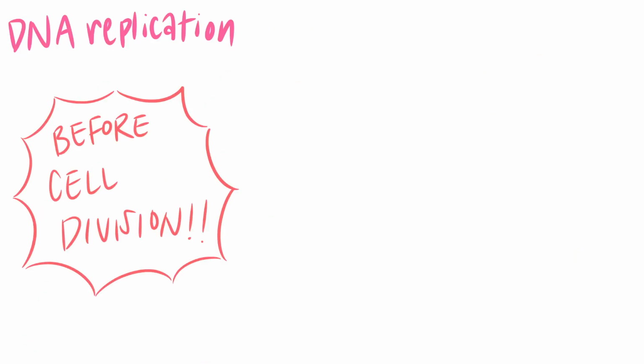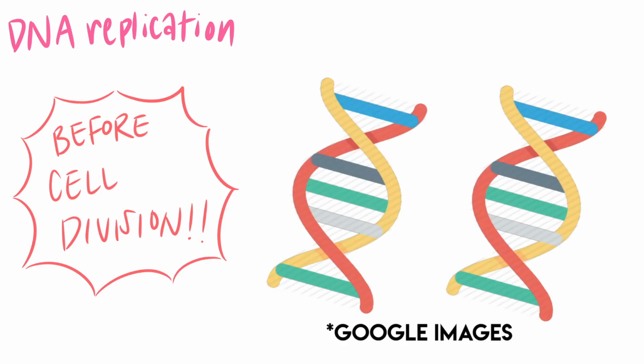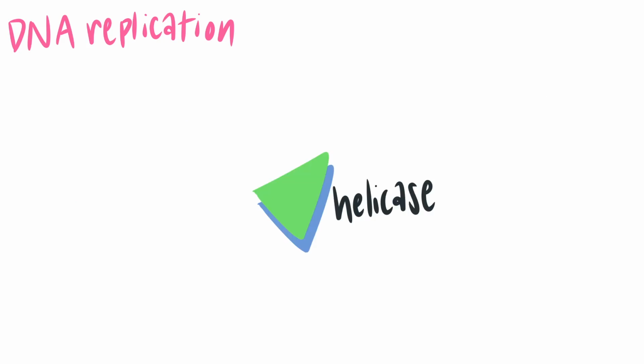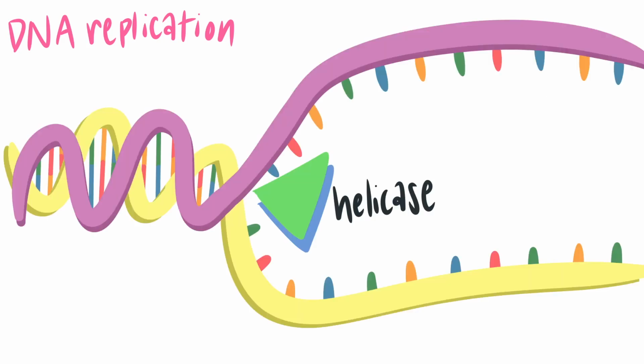Okay, now on to DNA replication. So, before cell division, DNA makes a copy of itself, and that process is DNA replication. First, this enzyme helicase breaks apart the hydrogen bonds that are holding the complementary bases together. This basically unzips the double helix of the DNA.